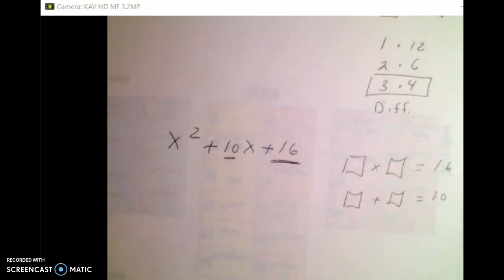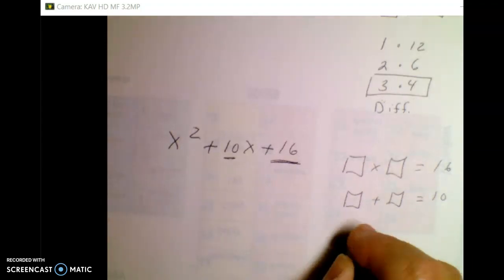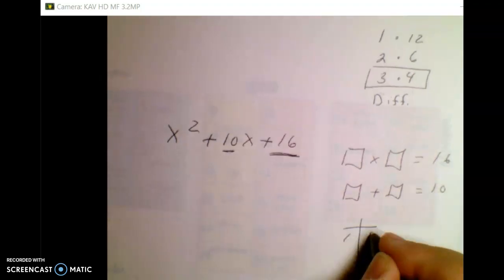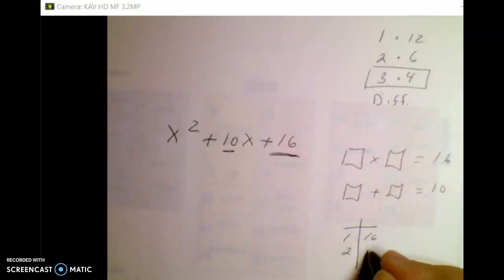So let's start with, make a little table here, and all the factors of 16. So 1 and 16, and 2 and 8, and 4 and 4, and I think that's it. Okay, they're positive numbers. Everything's positive. Now I'm looking for two numbers that add up to 10. So if I add those, that doesn't work. Oh, this works.